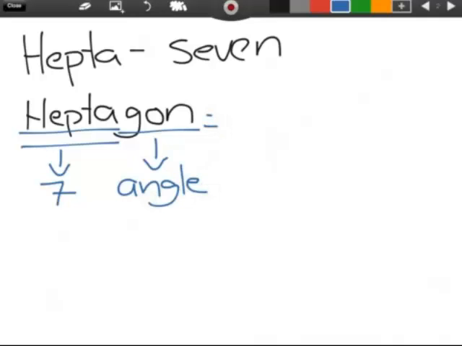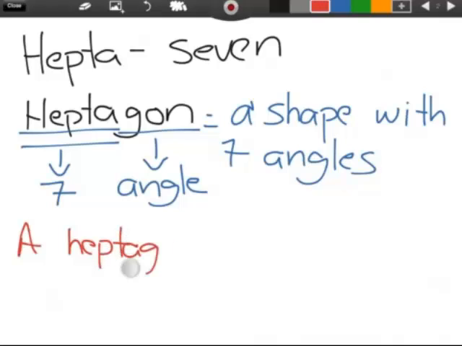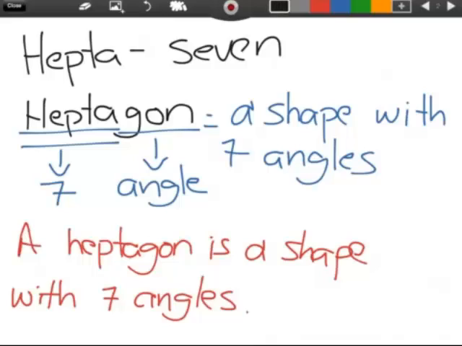And the definition for this is a shape with 7 angles. I'm going to go ahead and use this in a sentence. A heptagon is a shape with 7 angles. Moving on to our next root.